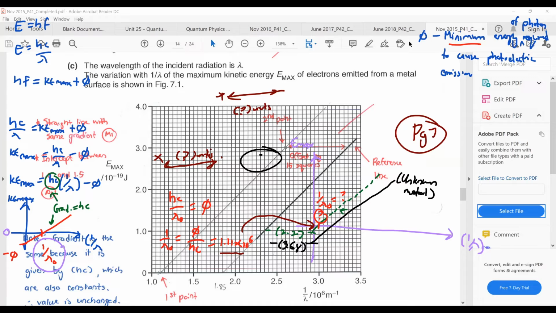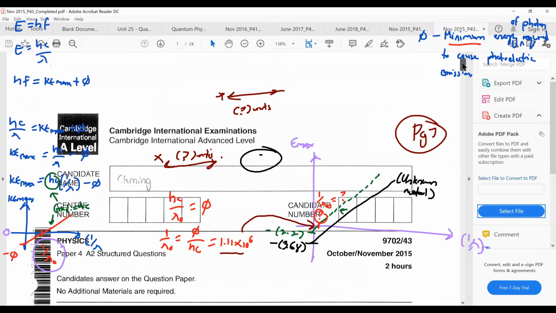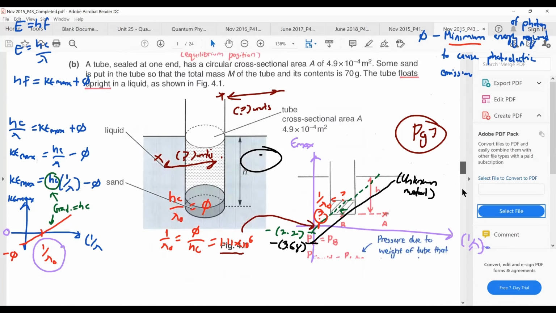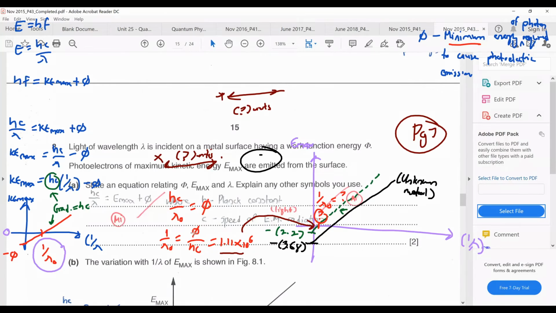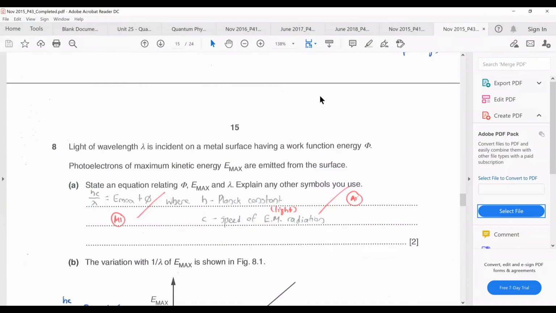Page 7 is November 15, P43. Then this one will be question 8. Now for this part here, light of wavelength lambda is incident on a metal surface having work function energy phi. Electrons of maximum kinetic energy Emax are emitted from the surface. State an equation relating phi, Emax and lambda.